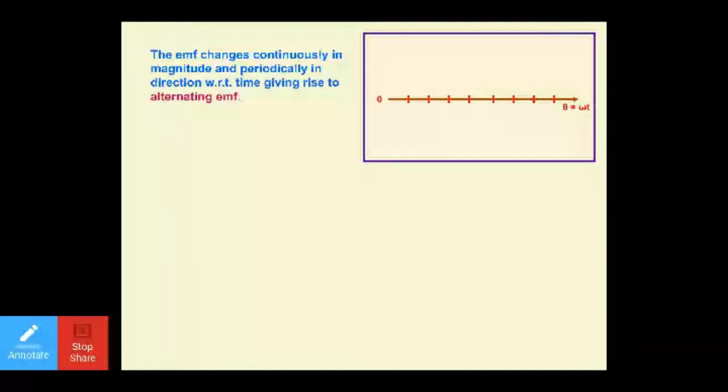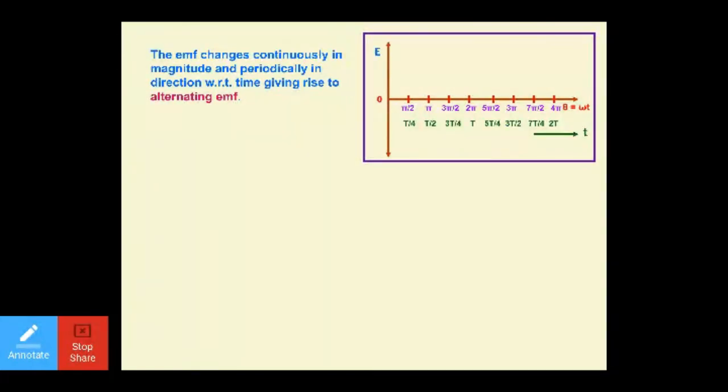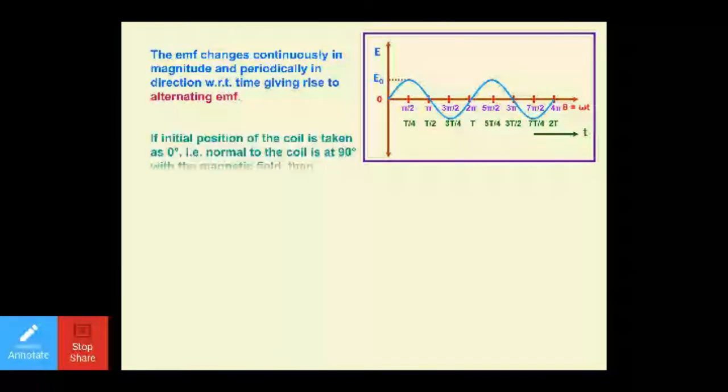Just check it out. What I'm trying to tell you is that if there is a constant change in EMF and a periodic change in the direction of the current, then we can refer to this EMF as alternating EMF. And what is happening here? Just check it out. These are the angles. This is the time period in which these angles will be attained, and this is the reference line, and this type of EMF we will get. So dear student, this is an alternating EMF.